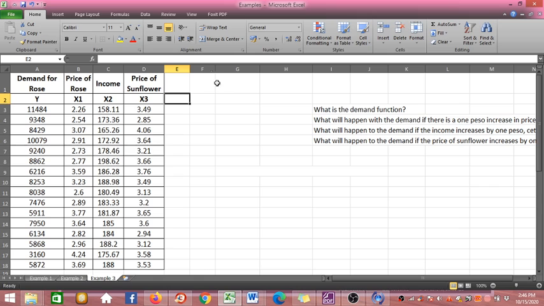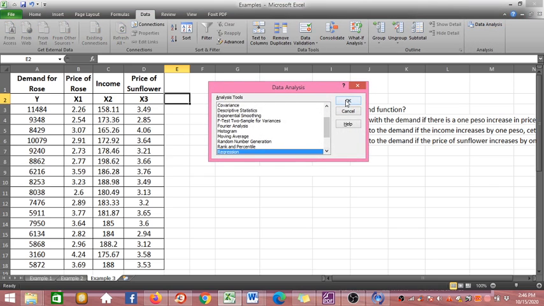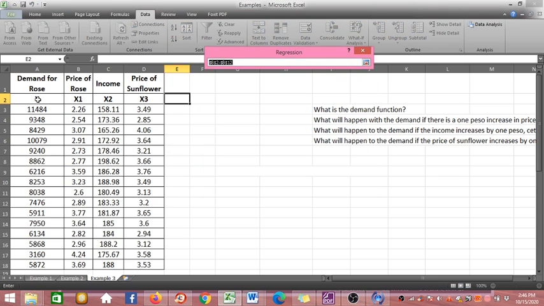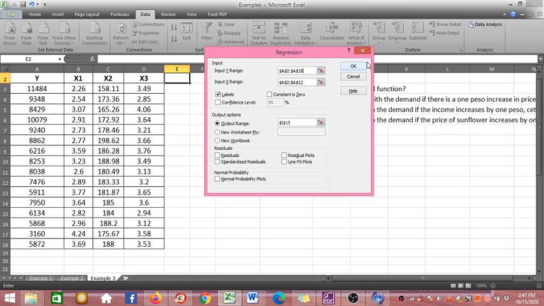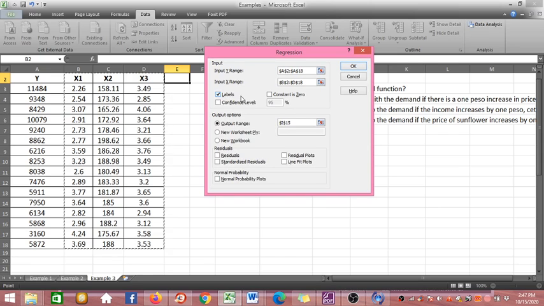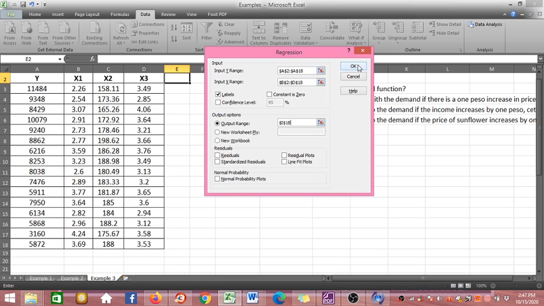Okay, so now we run our regression analysis. Again, data, then look for regression, and then select your Y range. So again, you need to select all of this, and then select your X range. In this case, pwede na natin i-highlight silang tatlo ng sabay-sabay. Make sure to check the labels and then output range. Pili lang tayo dito sa baba kung saan niya ilalabas yung summary output. Then, okay.